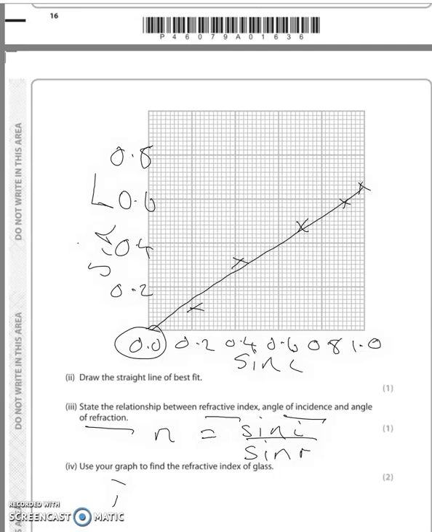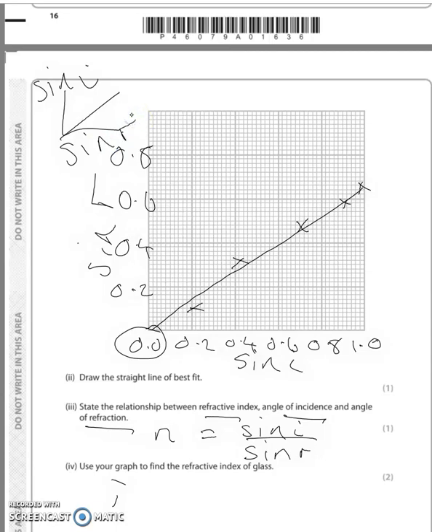And then it says, use your graph to find the refractive index of glass. So the way round that I've drawn it is actually not that helpful, because I want to do sine i over sine r. If I'd done it the other way around, hopefully you would have noticed that it was actually the gradient, because that would have been sine i divided by sine r. But it doesn't really matter.